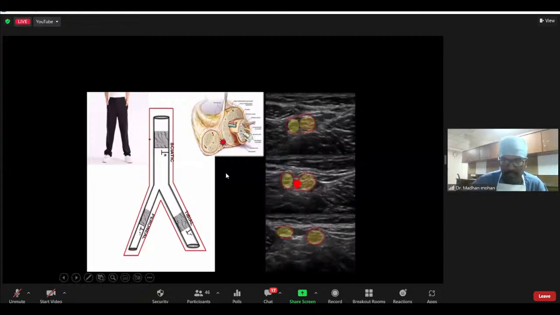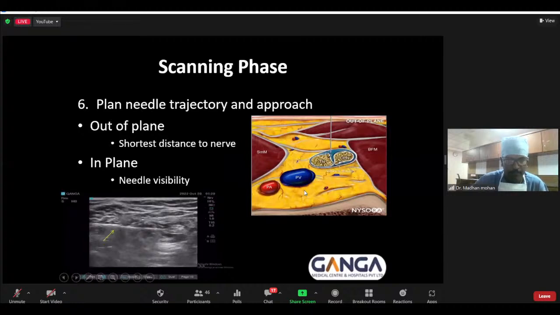So my point is you have to give the block when the nerves are close to each other but not touching. There should be some space for your needle to enter. So this is almost close to each other and touching. Here it is close to each other but not quite touching. So that is the end point. That is the end point of the needle.